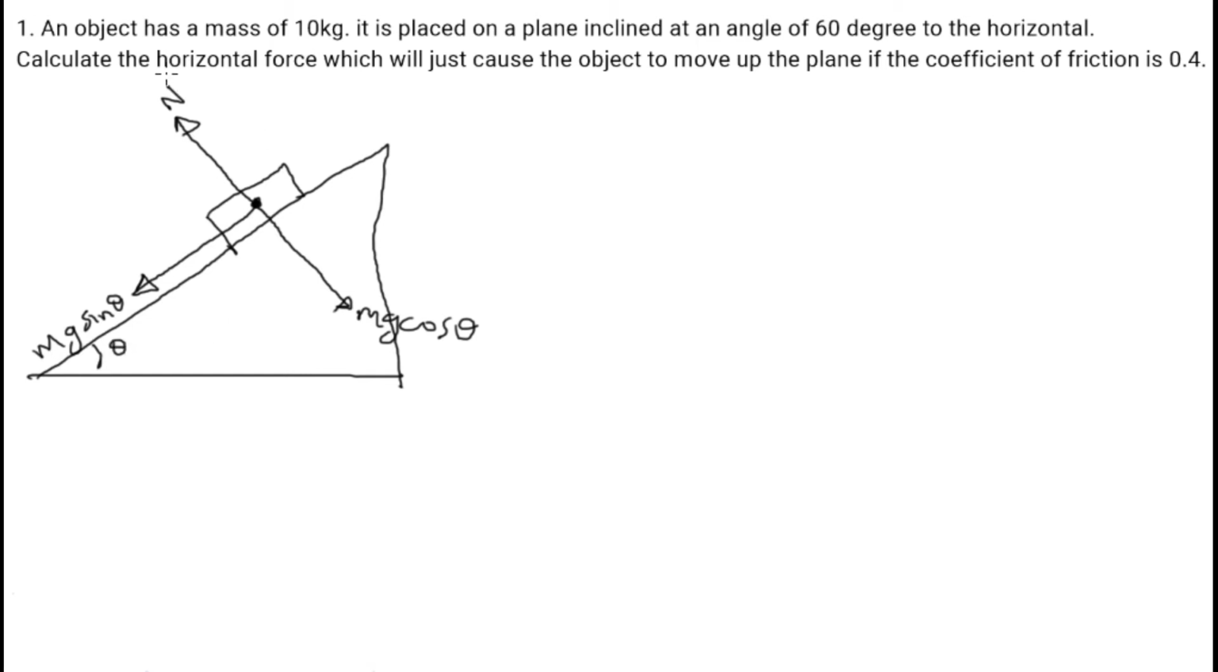Now the object has a mass of 10 kg, so it means that mg, which is the weight of the object, equals 10 times g. Let's say g in this case is 9.8, so we'll have 98 newtons as the weight. The angle theta is given as 60 degrees to the horizontal. Notice the horizontal. If the angle is 60 degrees to the vertical, you will need to subtract 90 from that angle to get angle theta in this case.